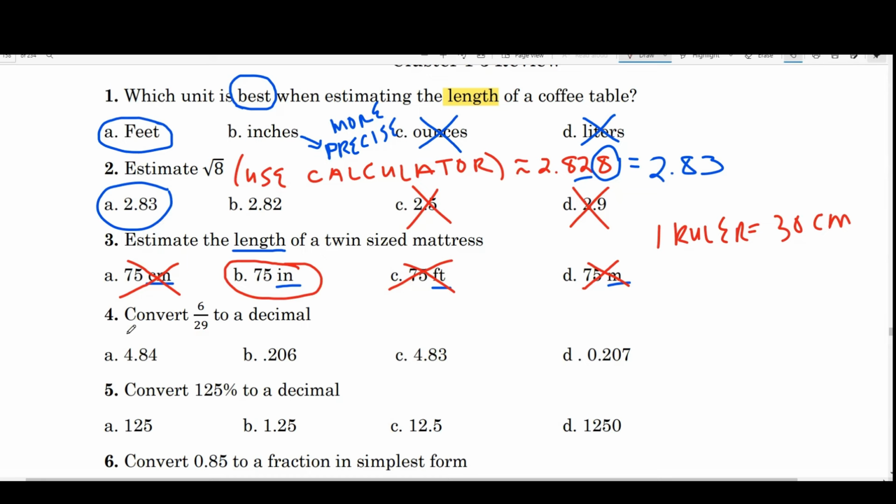All right, number 4. Now we're moving into converting fractions, decimals, and percents. It says convert 6/29 to a decimal. Anytime we're converting from a fraction to a decimal, you just divide the top value by the bottom value. That's all you do. 6 divided by 29 gives us 0.2068.